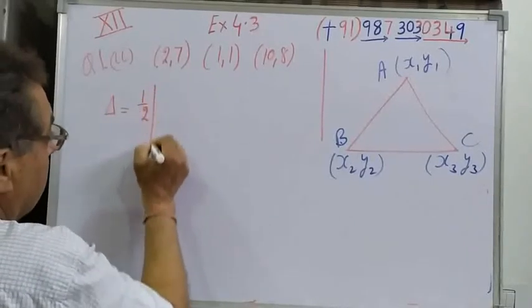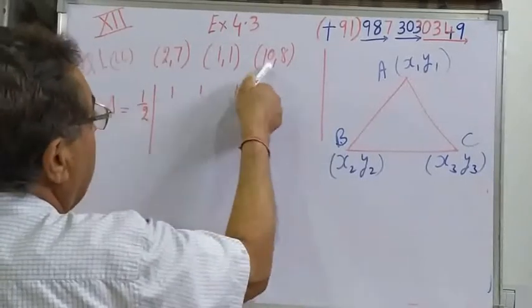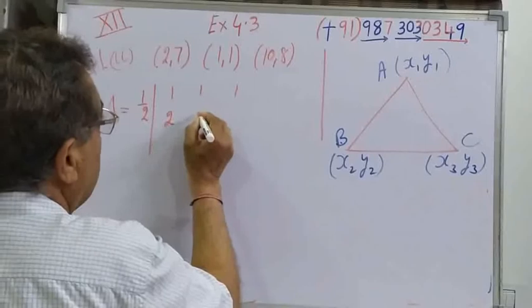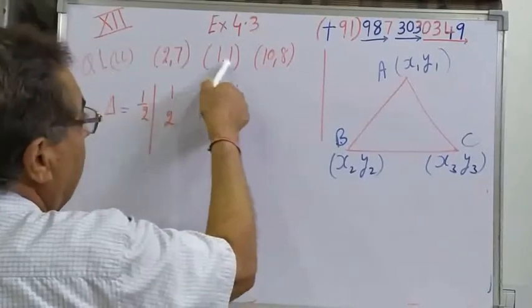Half times the determinant 1, 1, 1; x1, x2, x3; y1, y2, y3, which is 2, 1, 10; 7, 1, 8.